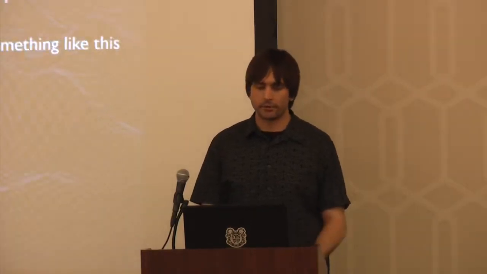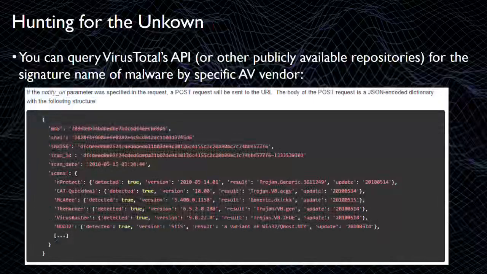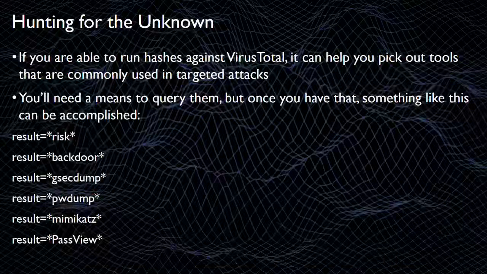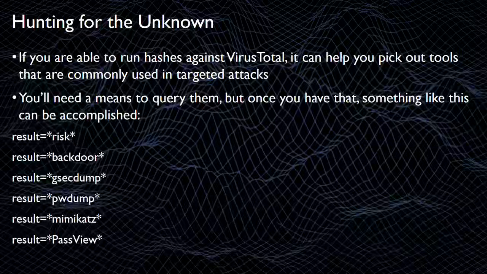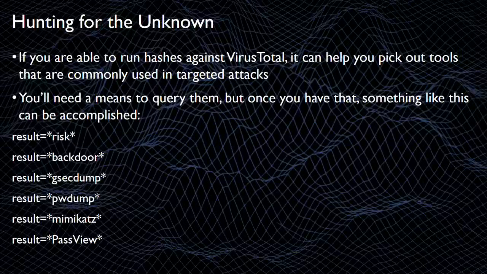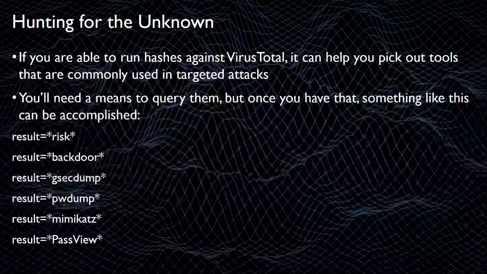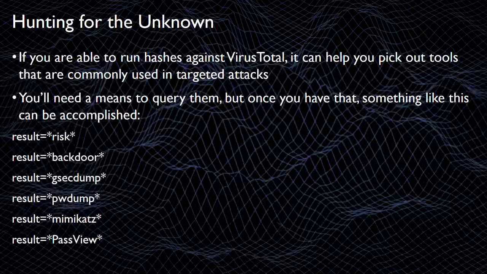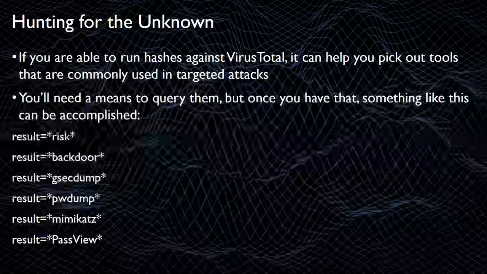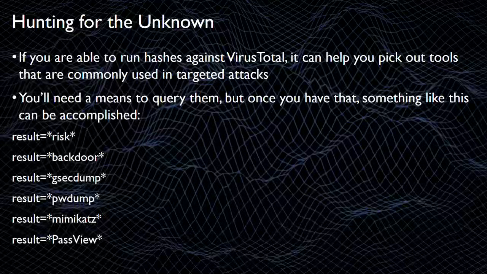So you can actually pivot off those things, and based off of this result key, say you had this data in a database somewhere, you could query it. In this case, I've seen risk tool is usually where risk shows up, and it's a really useful one. Backdoor, gsecdump, pwdump, Mimikatz, Nirsoft's PassView. The list goes on, but that's a taste of a way that you can hunt for bad tools.